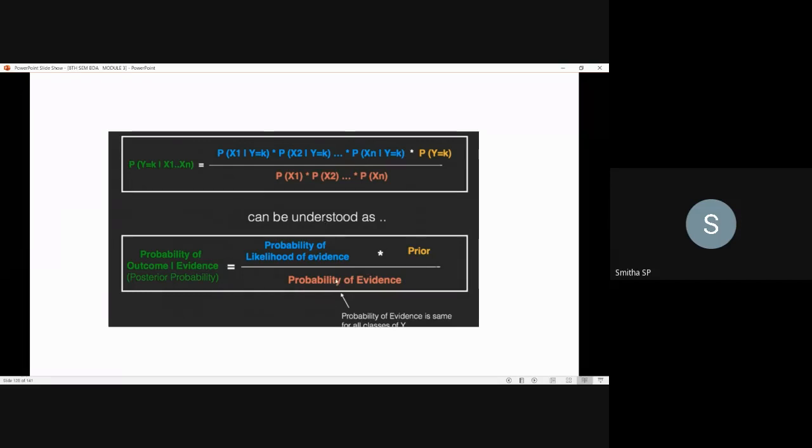So this is known by training the data sets by filtering the records. How do you get this? That is, the probability of likelihood of evidence you will get by training the data sets and filtering the records. By taking an example, we'll see how we compute the posterior probability.